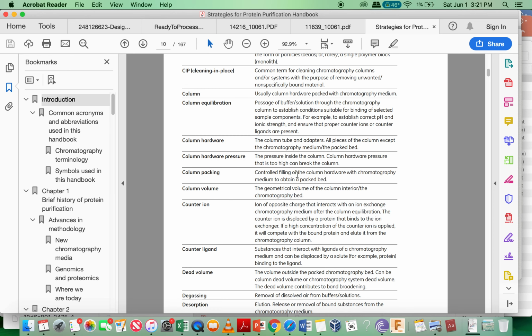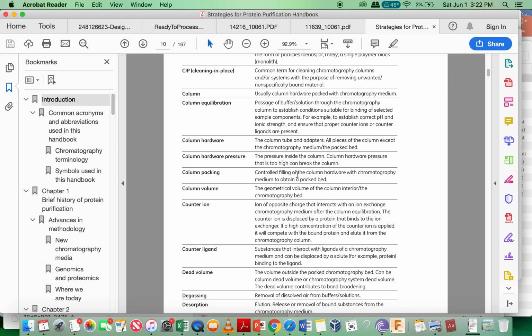Column hardware, the column tube and adapters, all pieces of the column except the chromatography medium, the packed bed. Column hardware pressure limit, the pressure inside the hardware; pressure that is too high can break the column. Column packing, controlled filling of the column hardware with chromatography medium to obtain a packed bed.